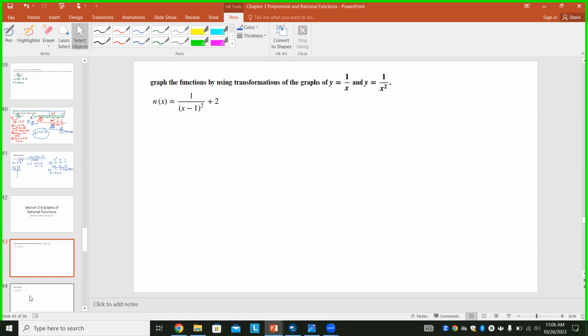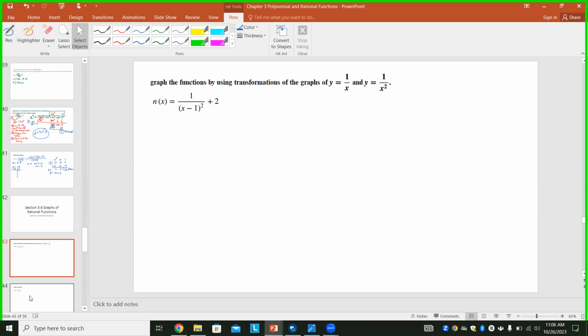One of these parent functions, 1 over x, we've already talked about; you should already know that. 1 over x squared is a new parent function that you need to know. The branches, instead of being on flipped sides, are both going up. They're both above the x-axis because if you square any positive or negative number, what's our result? Positive. So they're both going to be above the x-axis.